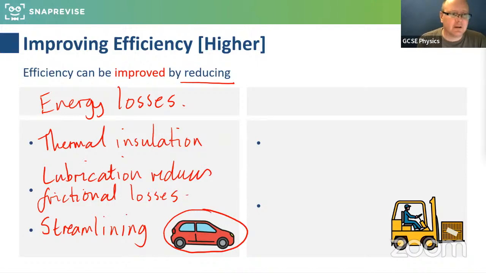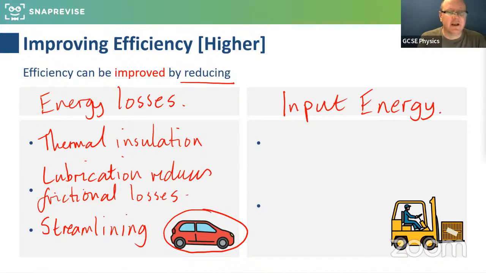We can also improve efficiency by reducing the input energy to a device. Of course, if we can reduce the input energy for the same outcomes, then we're going to get a higher efficiency, because we're going to get more percentage of useful energy out with respect to what we put in. So we've got an example here of a forklift.